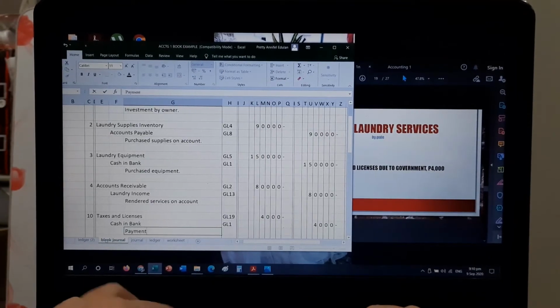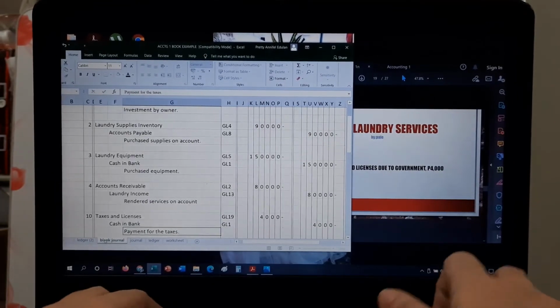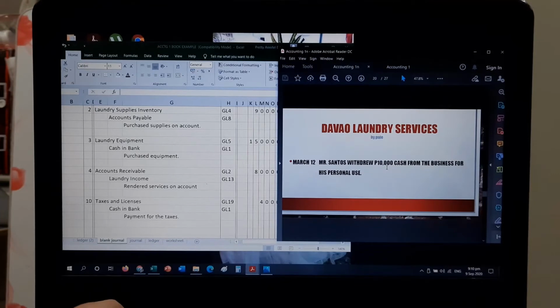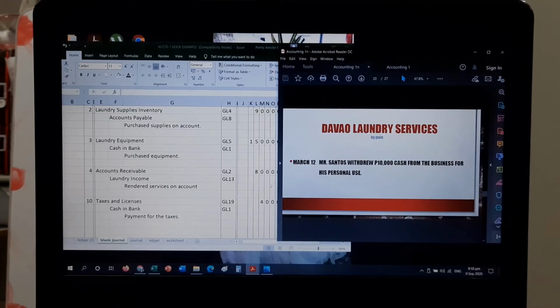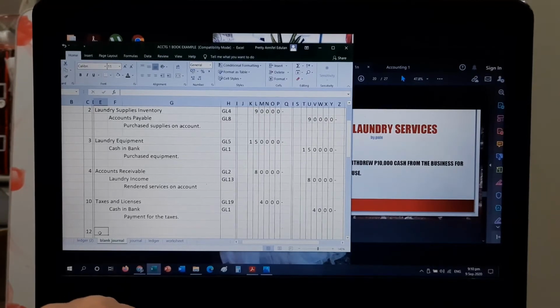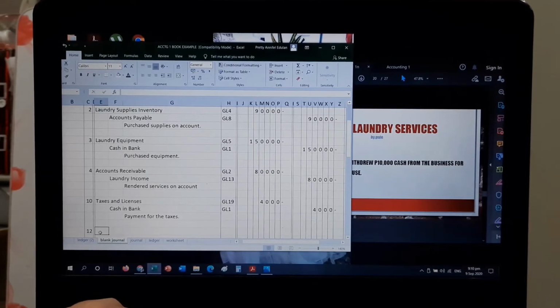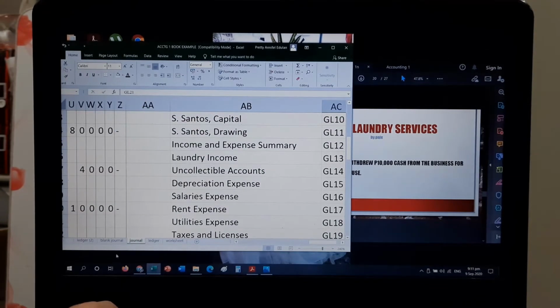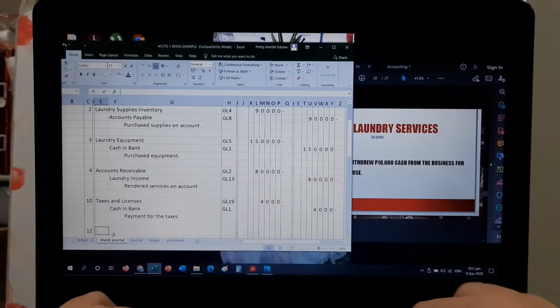So, payment for the taxes. Next transaction, March 12. Mr. Santos withdrew 10,000 cash from the business for his personal use. So, that is a drawing account. Take note that drawing is a reduction from your capital. Hence, the account title is debited. Which account title? That is S. Santos Drawing.